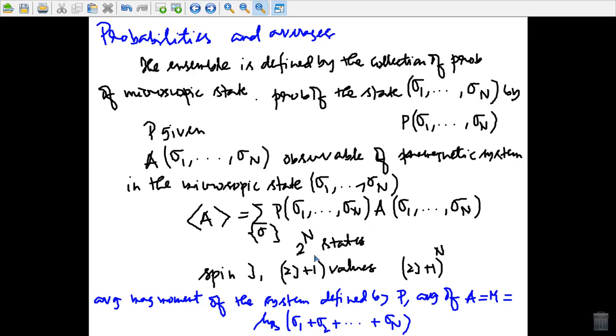Thus the sum is over 2 to the power n states, wherein each spin takes on both possible values. In the case of spin j, each spin takes 2j plus 1 values, and the sum is over (2j plus 1) to the power n microscopic states of the system. Thus, for example, the average magnetic moment of the system in an ensemble defined by P is determined by the average of A equals M, that is mu B times the summation over sigma, and the summation over i of sigma i, times P of sigma 1 to sigma n, right?